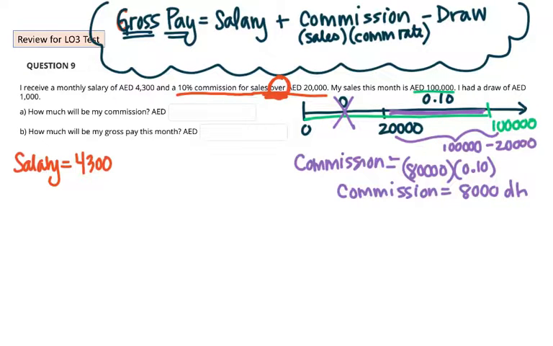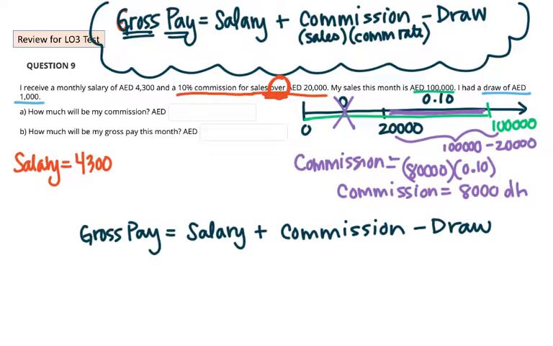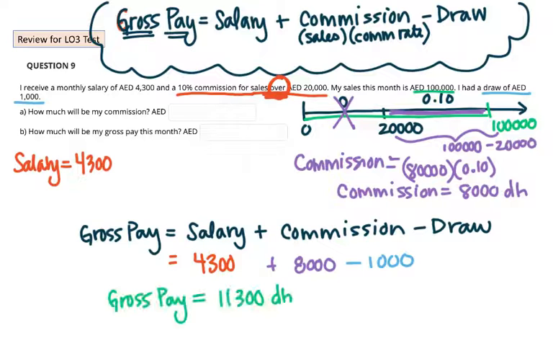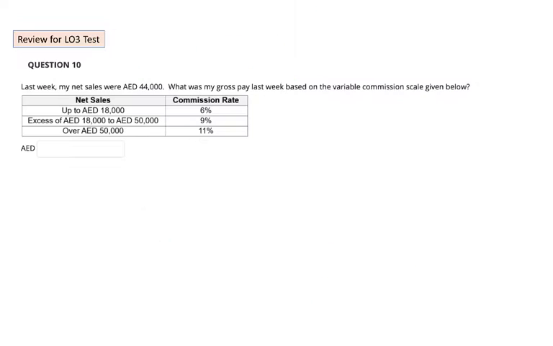And it also says, let's use this blue, there's a draw of 1,000. So let's rewrite the whole formula, and then we will replace one by one what we know. The salary was 4,300. The commission we calculated was 8,000, and the draw was given in the problem as 1,000. So when we put all that together, we get a final gross pay, total pay of 11,300 dirhams.